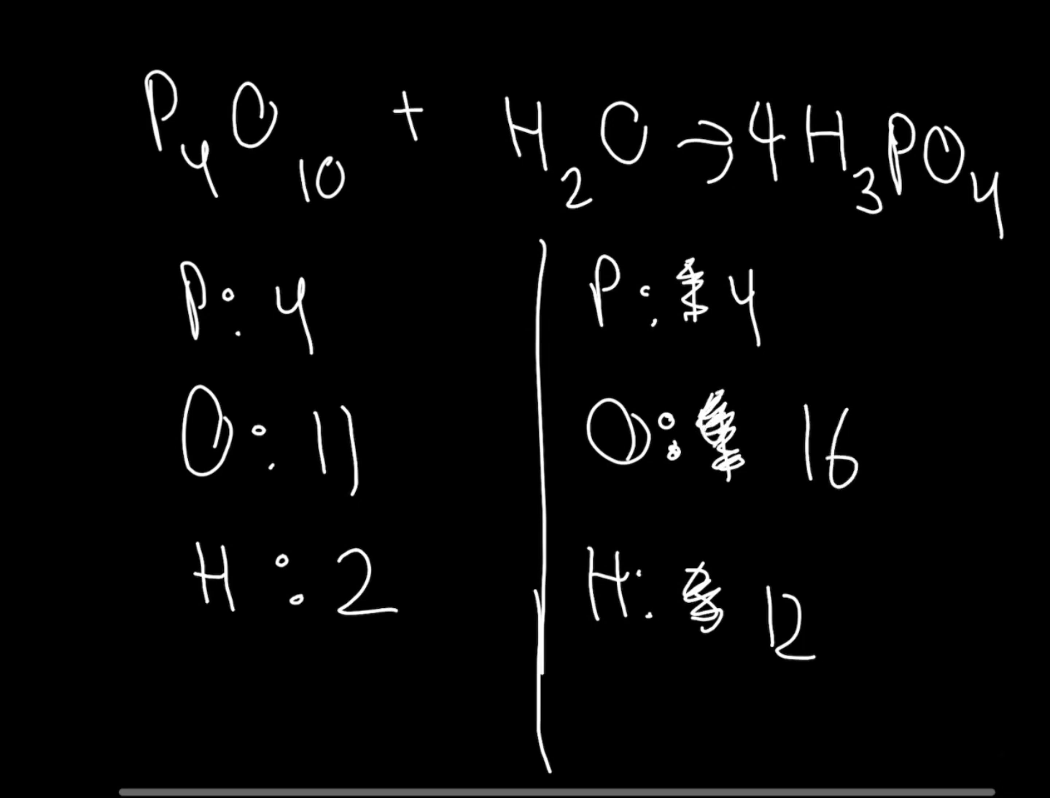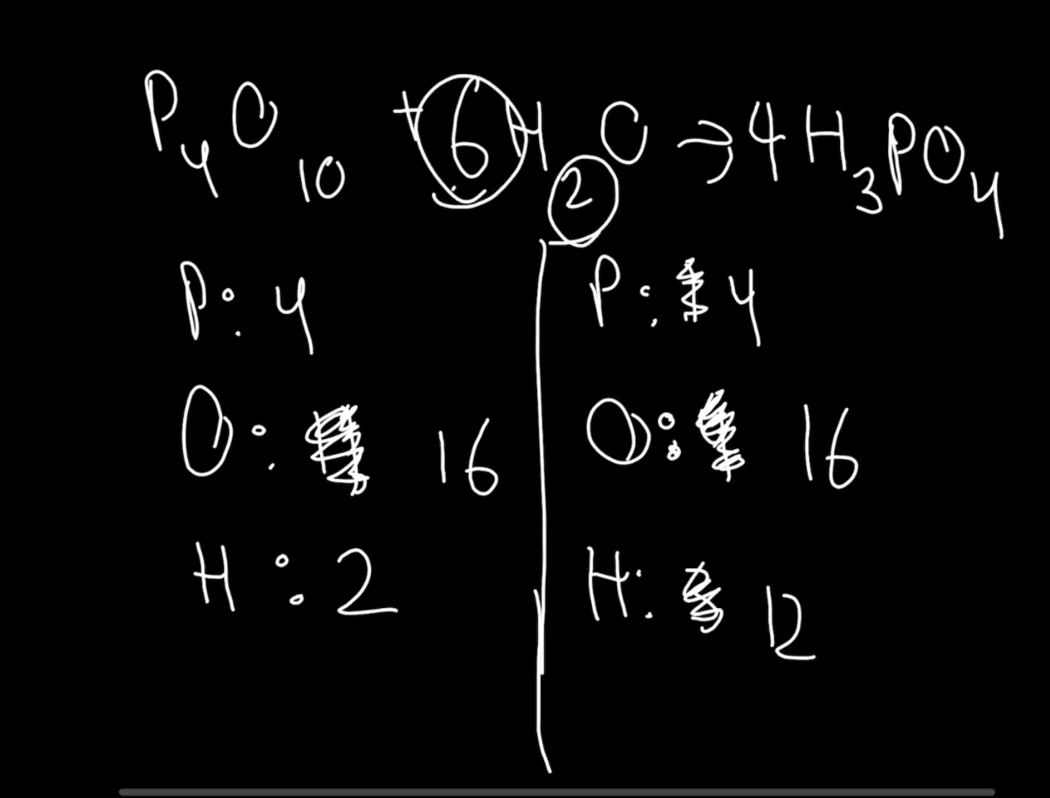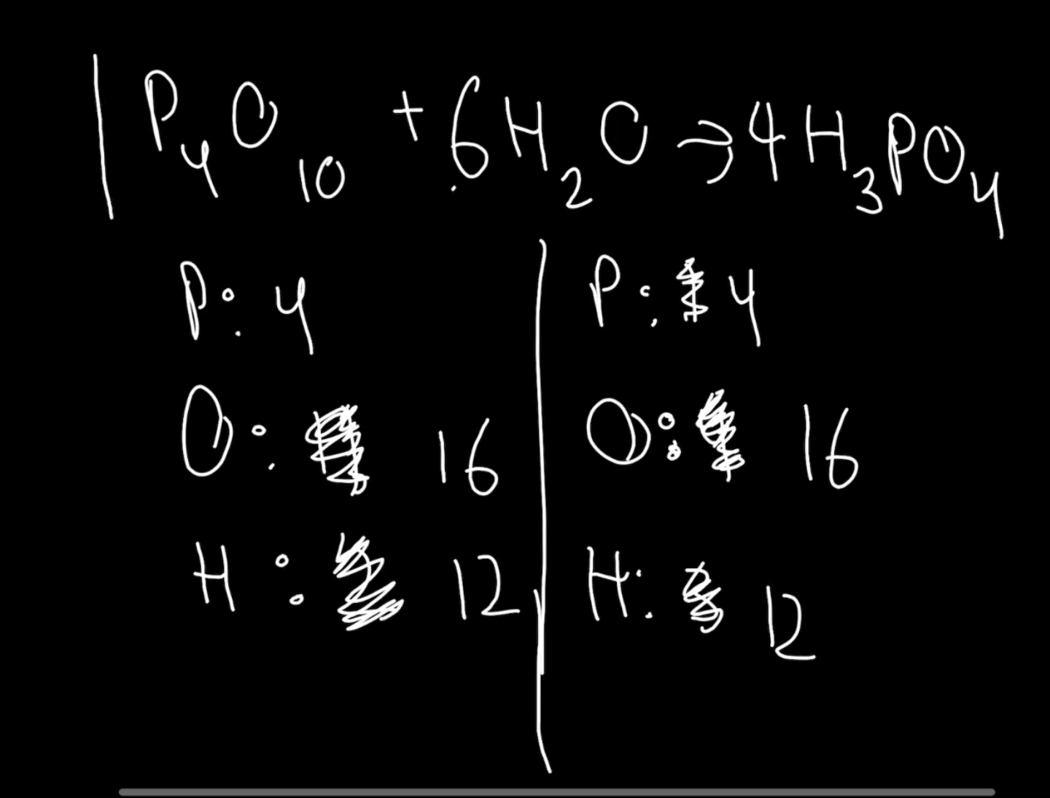Now, how would we solve this? Well, in order to balance out the hydrogens, we have to multiply this one by 6. So now, 6 times 1, that's just going to be 6. And we know that 6 plus this 10, that's going to give us 16 oxygen atoms. And 6 times 2 is going to give us 12. How convenient. So now everything looks balanced, and there's our final answer.